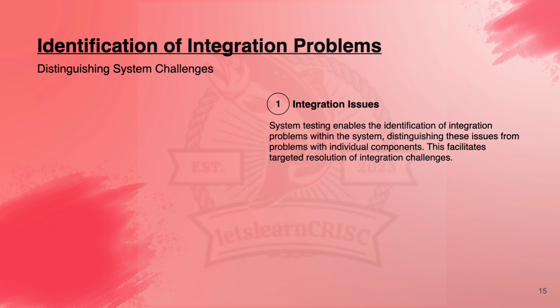This comprehensive assessment helps identify the issues that may arise when these components are integrated. For example, detecting communication failure between modules or interoperability issues between software and hardware components during system testing. Friends, system testing allows for the differentiation between the problems that arise when individual components are tested in isolation and issues that manifest only when these components are integrated into the larger system.